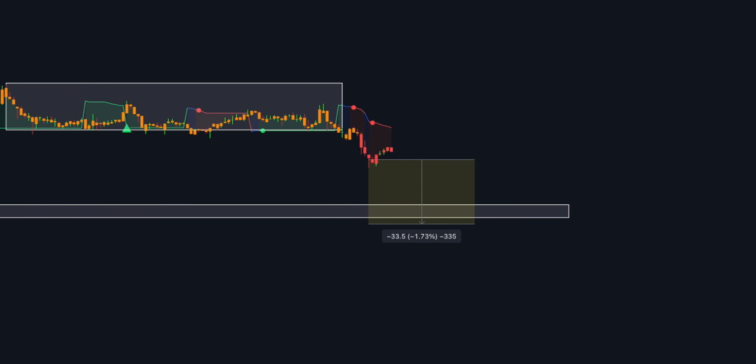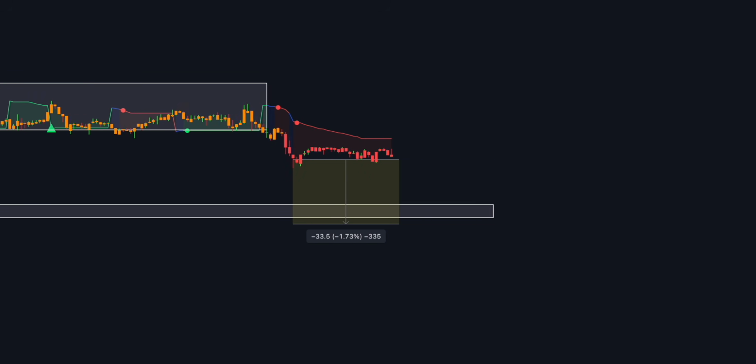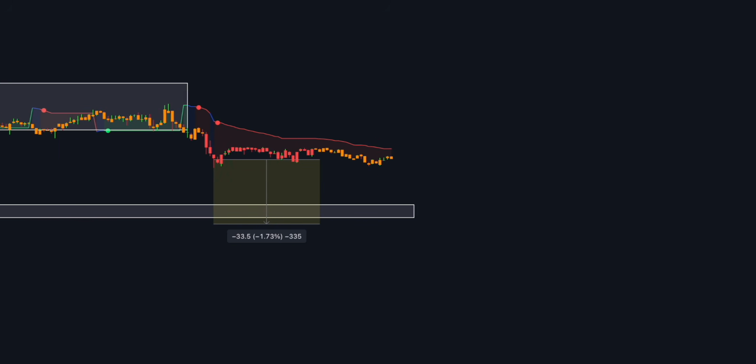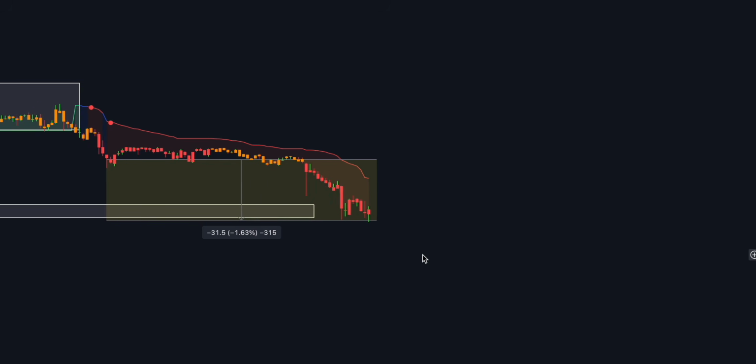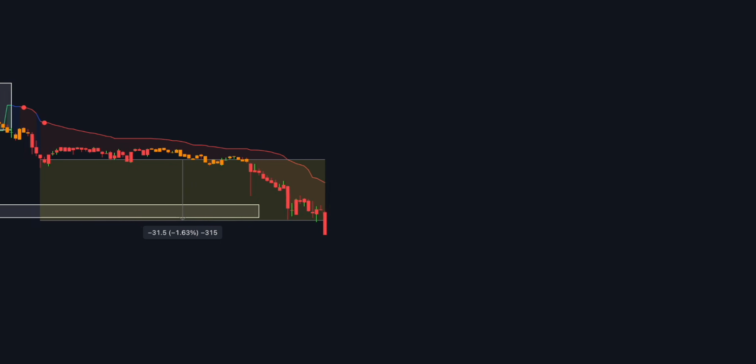Let's see how this trade plays out. The indicator prediction was right. We could have made good profit on this trade. Now let's learn how to take long positions with this strategy.